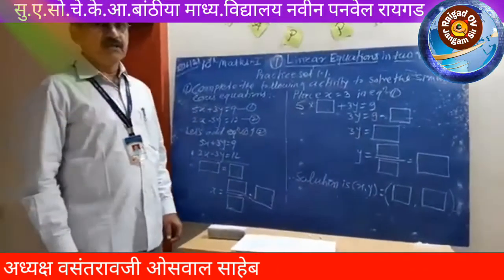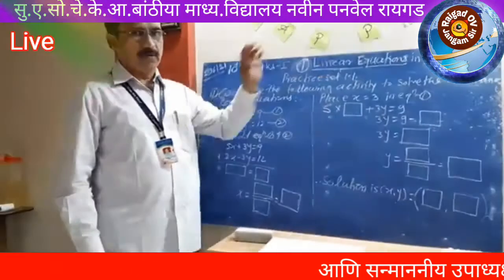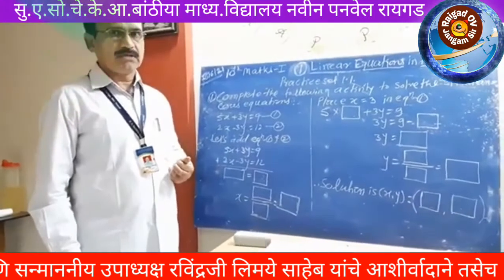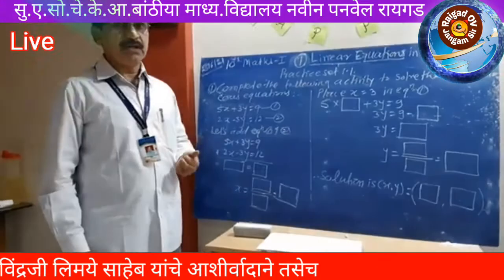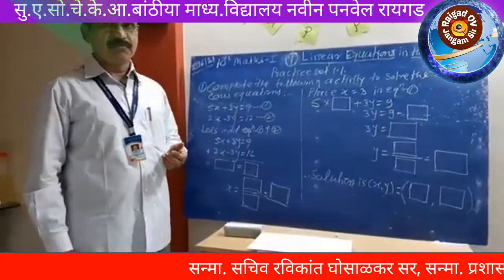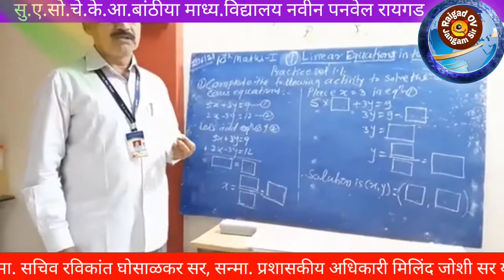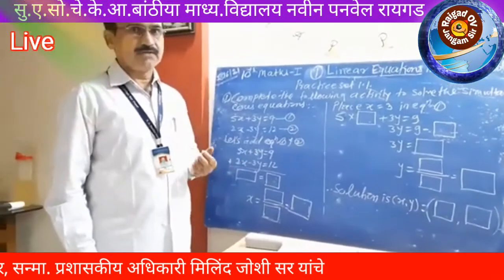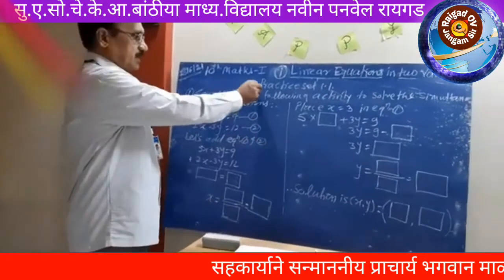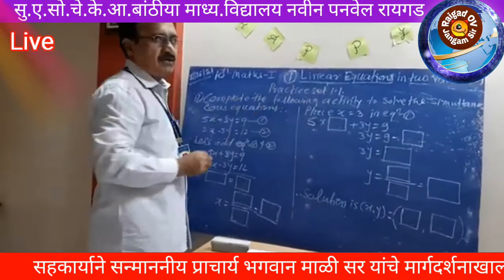Yesterday we have seen the linear equation in two variables, then the general form of linear equation in two variables, then how to solve linear equation in two variables. That means simultaneous equations. We have seen the methods of solving simultaneous equations. Now here we are going to see the practice set 1.1.